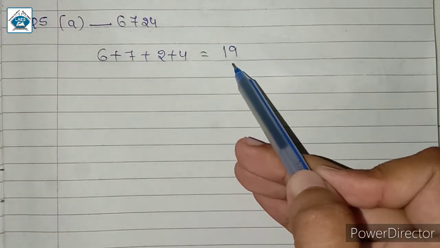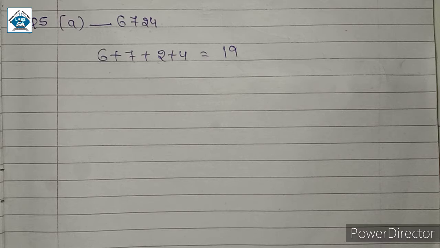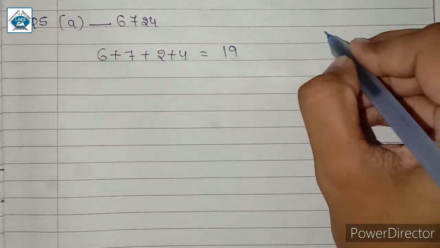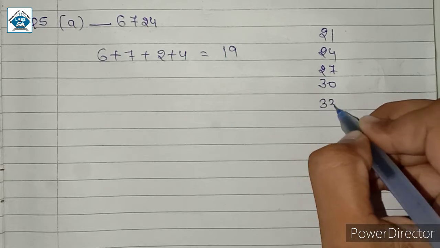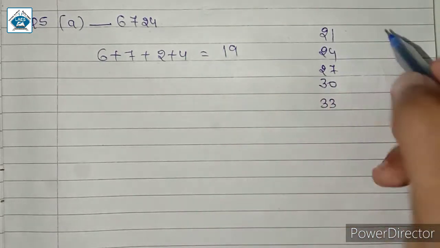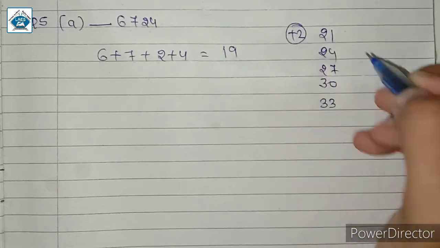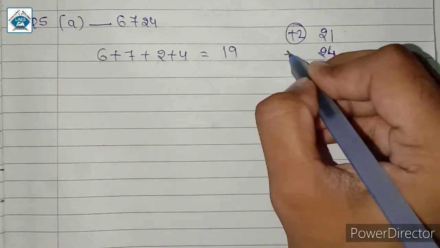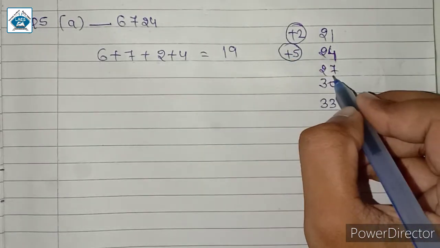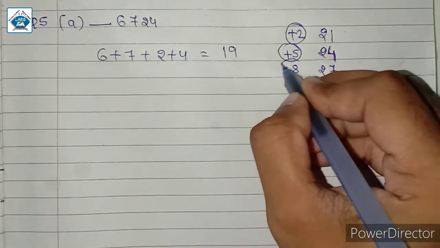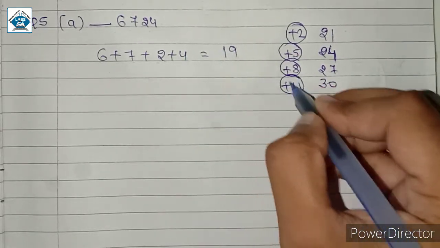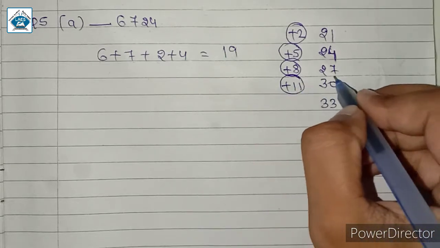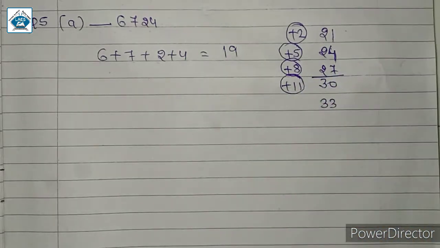What can we add to 19 such that the number formed is a multiple of 3? For that, we will consider the multiples of 3 greater than 19. Those are 21, 24, 27, 30, 33 and so on. For making 19 into 21, we will have to add 2. So 19 plus 2 is 21. For making it 24, we will have to add 5. For making 19 into 27, we will have to add 8. For making 19 into 30, what do we have to add? We will have to add 11. But this is not a single digit number, so we can consider only up to 27.